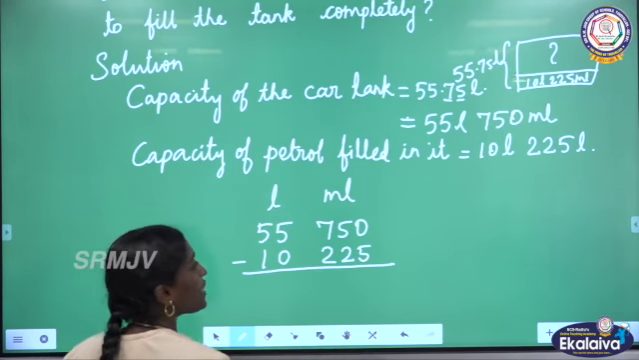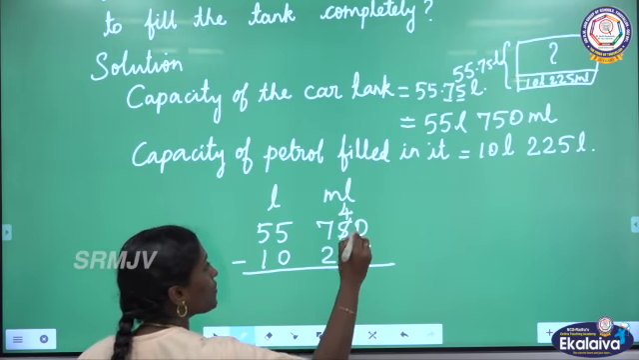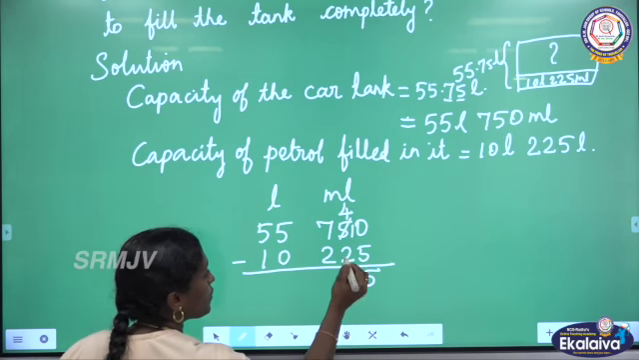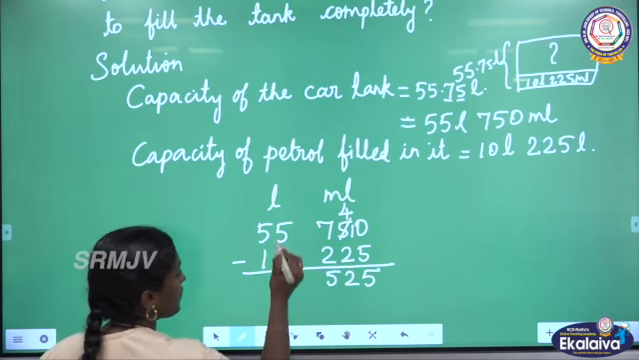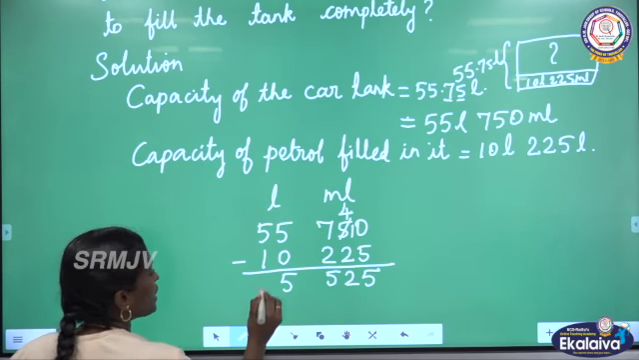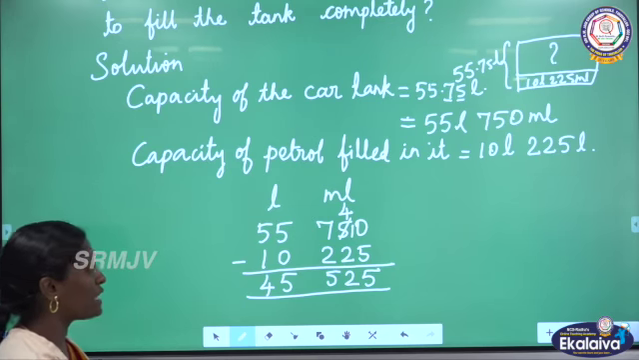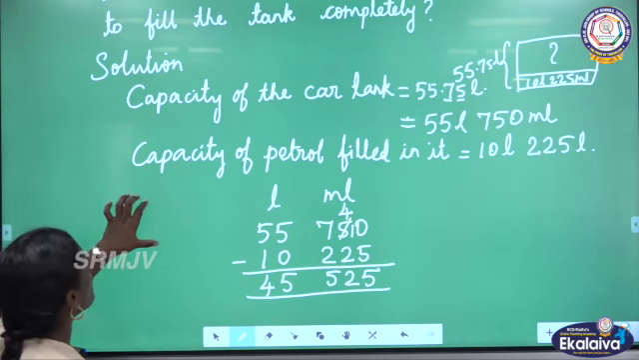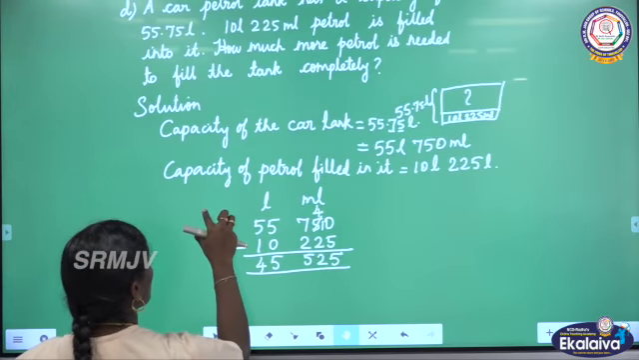Here 0 minus 5 we can't subtract, so we have to borrow from 5. 5 will become 4. This 0 will become 10. 10 minus 5, 5. 4 minus 2, 2. 7 minus 2, 5. Here 5 minus 0, 5. 5 minus 1, 4. So we need 45 liter and 525 milliliter of petrol more to fill the tank completely.